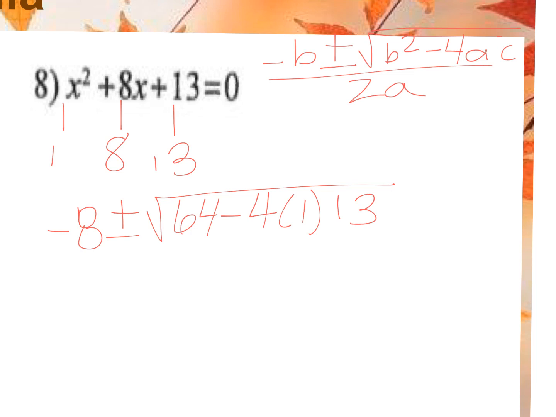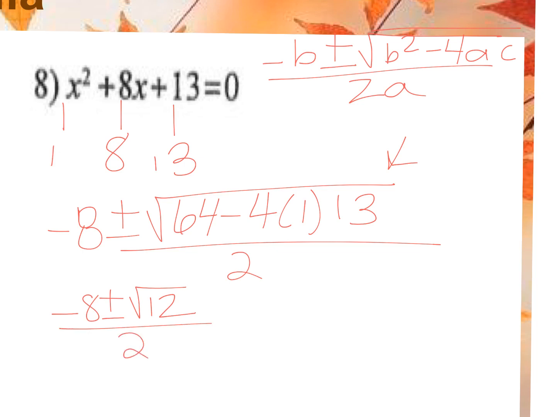Okay, if you were to put all of that into your calculator, oh, I forgot the over 2a. So over 2, because a is 1. Alright, so we're going to plug 64 minus 4 times 1 times 13 into our calculator, and you're going to get a radical 12. So -8 plus or minus radical 12, all I did was find that in my calculator, all over 2.